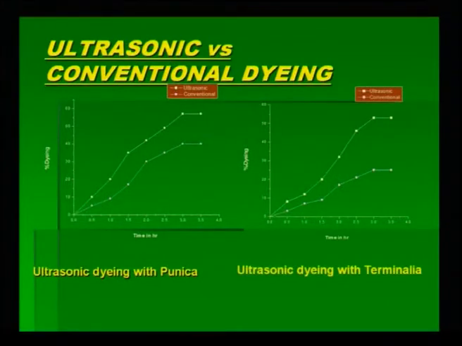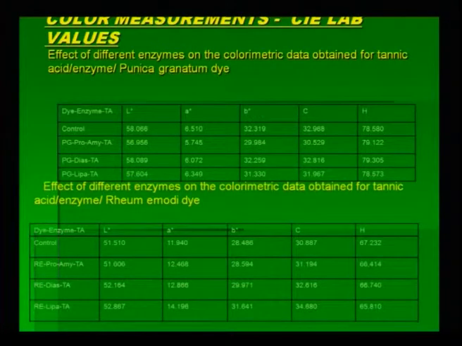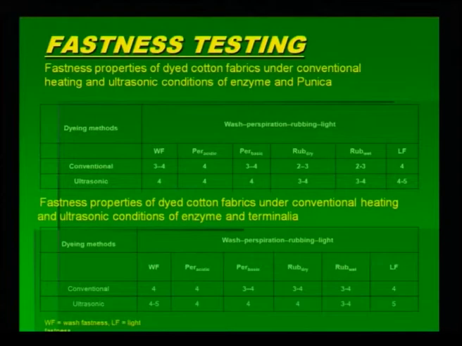And it was found that if one looks at other dyes also, like punica and terminalia, and makes a comparative analysis between the ultrasound and the conventional, ultrasound was always superior to the conventional dyeing. And even the color value measurements for these two dyes, that is the punica and rheum emodi, show that these dyes have good compatibility with a specific enzyme.